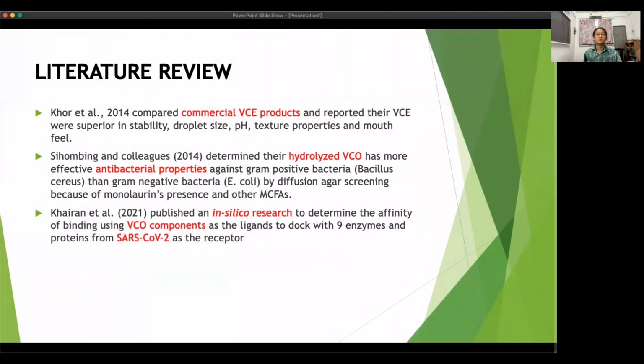So here are some important literature reviews throughout my thesis. The first one compared the physicochemical properties of commercial VCE. Second, they hydrolyzed VCO into monoglyceride and tested their antibacterial properties. And the last one is a recent in silico research of VCO components docked with 9 proteins of SARS-CoV-2.